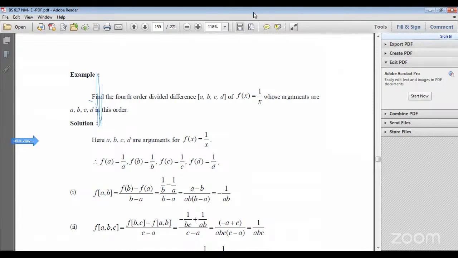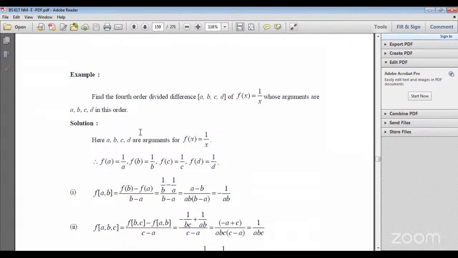Find the fourth order divided difference of f of x equal to 1 by x, whose arguments are a, b, c, d in this order. Therefore f of x is equal to 1 by x. That means f of a is equal to 1 by a, f of b is equal to 1 by b, f of c is equal to 1 by c, and f of d is equal to 1 by d.